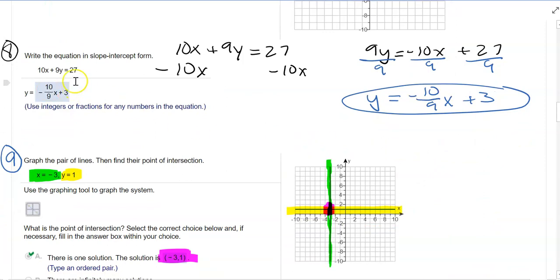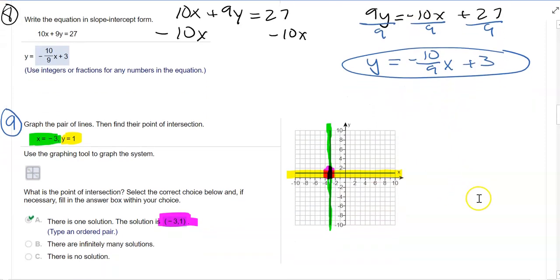And then here we are simply solving for y. So we subtract the 10x. We divide by 9 into every term. If you can reduce, reduce it. So you can see here 27 divided by 9 is 3. 10 and 9 do not reduce, so we just leave it. Make sure you keep that negative.